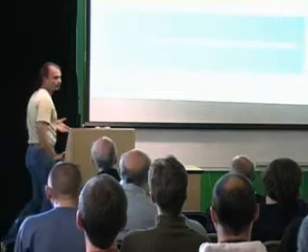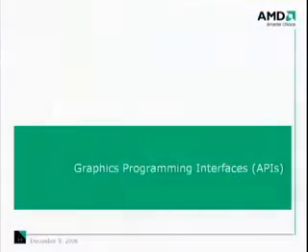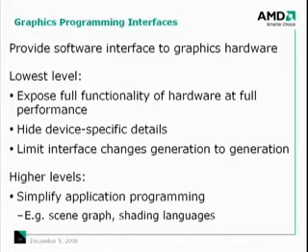Okay, so now I'm going to switch gears and talk about graphics programming interfaces, or APIs. All right. So I told you about all this great hardware, which I'm sure a lot of you already know all about. How do you get to this stuff? So, what do graphics programming interfaces have to do? They have to provide a software interface to graphics hardware. That's kind of what I just said.